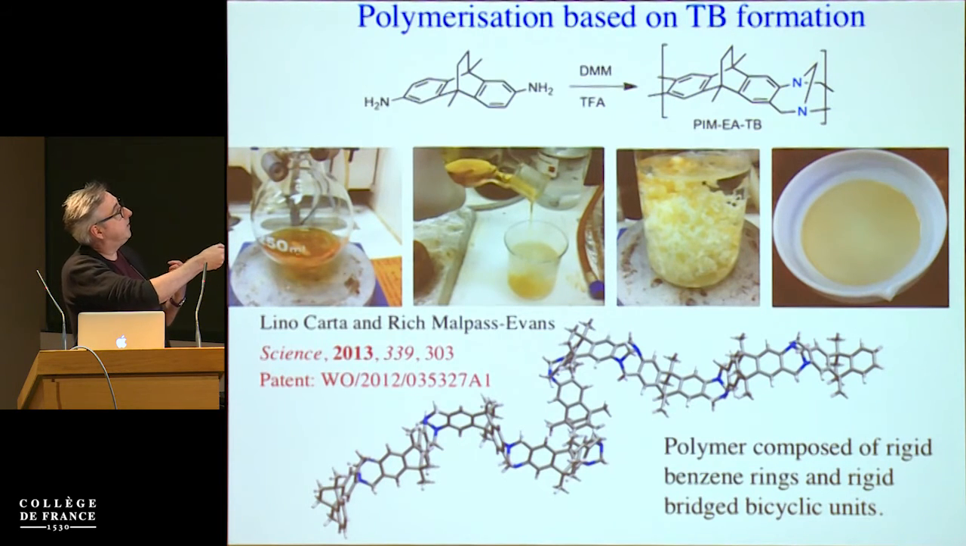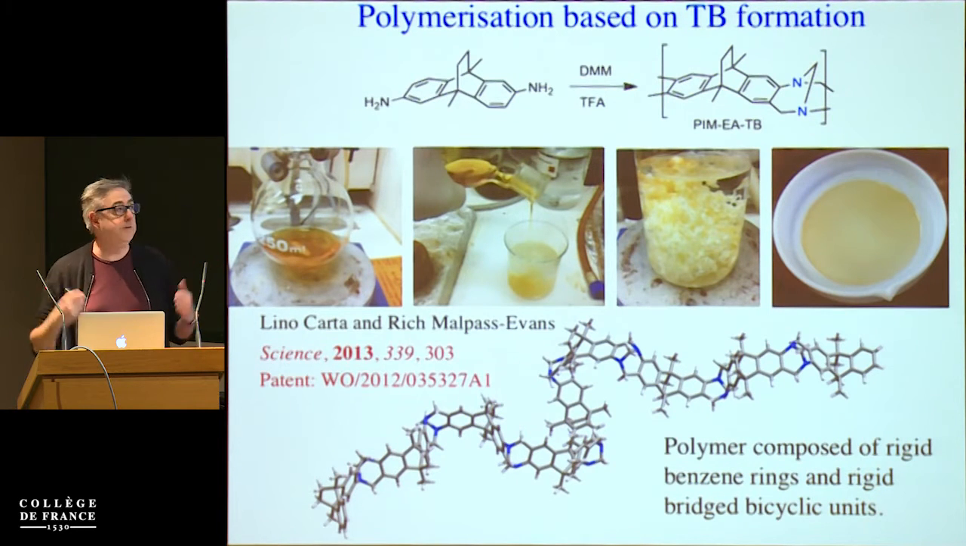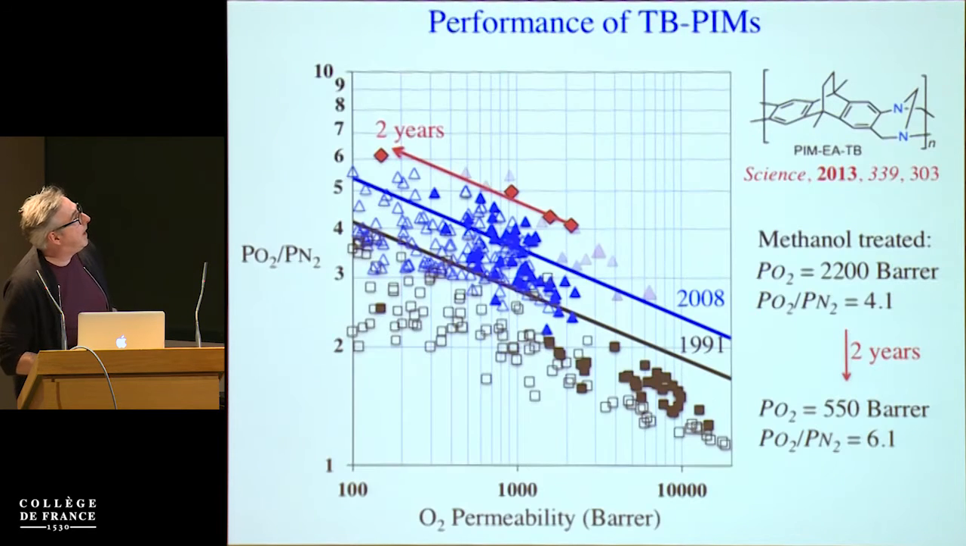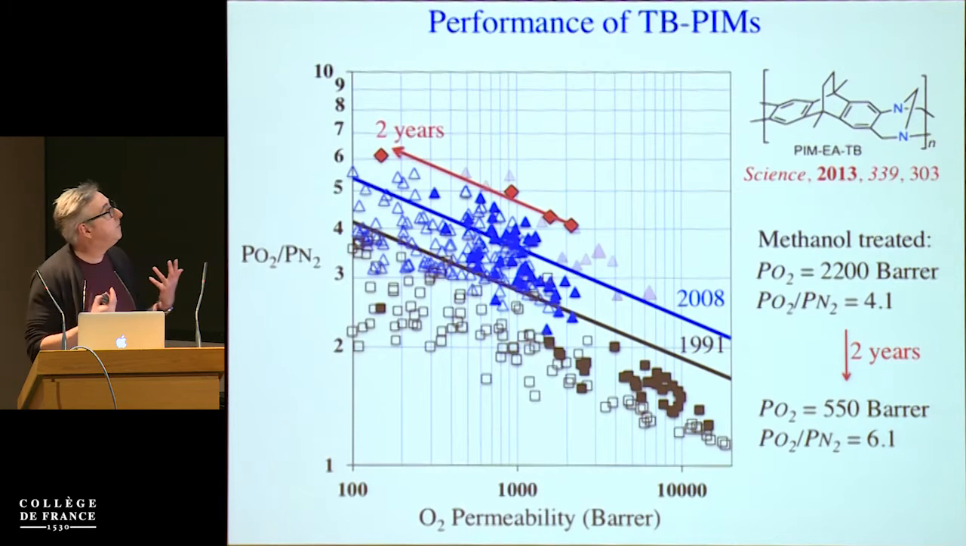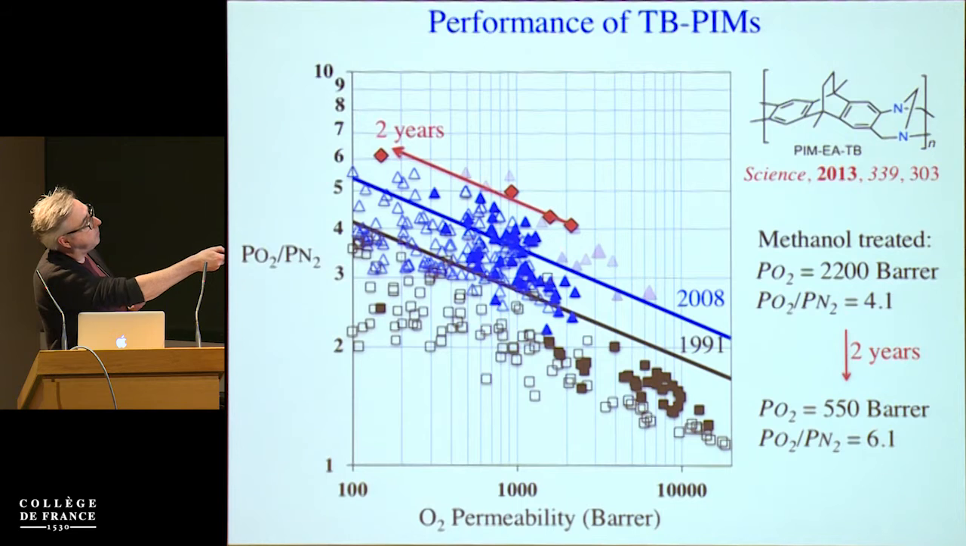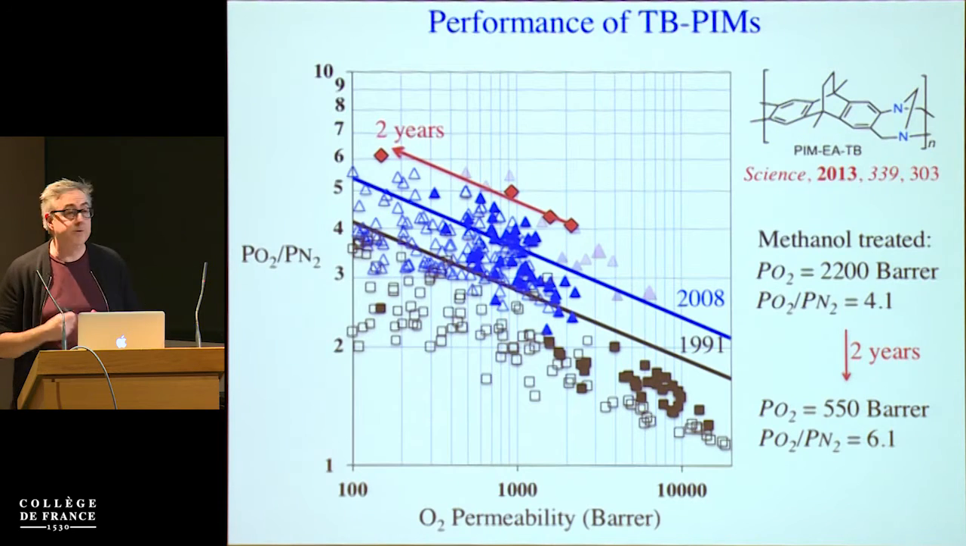You just stir it all together in trifluoroacetic acid, and then wait until it gets too thick to stir, pour it into water, and then you can cast it into a film. It's very easy, nice chemistry. And when we then do the gas permeability measurements from this, straight away you can see that it's once again a big step change, that we're getting very nice data for aged samples, well over the 2008 Robeson upper bound.